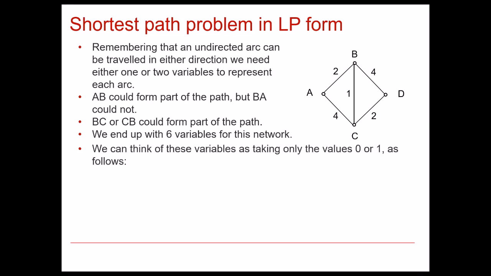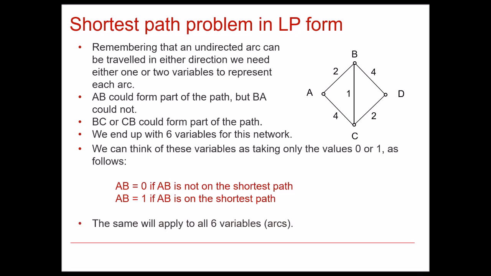So these 6 variables, each one of them can take only one of 2 values, either 0 if it's not included in the shortest path, or 1 if it is. That'll be the same for all 6 of those. And because these values can only be 0 or 1, we'll sometimes refer to these as being binary values. It's worth saying as well that we're using the symbol AB to represent a variable. Obviously we could use X, Y, Z, etc. like we've done previously, but it's going to make things easier if we just stick to this notation, so it's always clear which arc is being referred to.